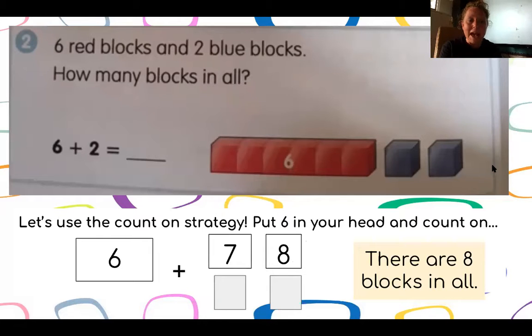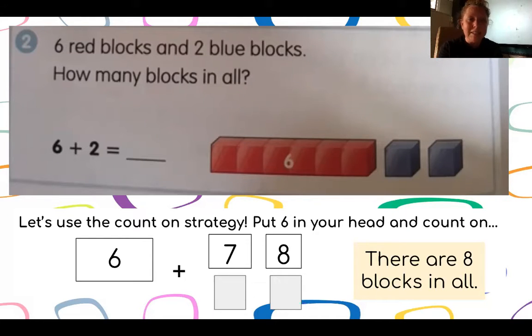Let's look at the next word problem. It says 6 red blocks and 2 blue blocks. How many blocks in all? Use the count on strategy to help you. Push pause if you need more time.